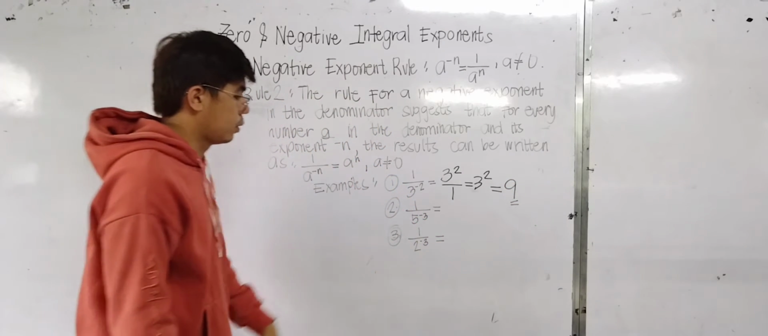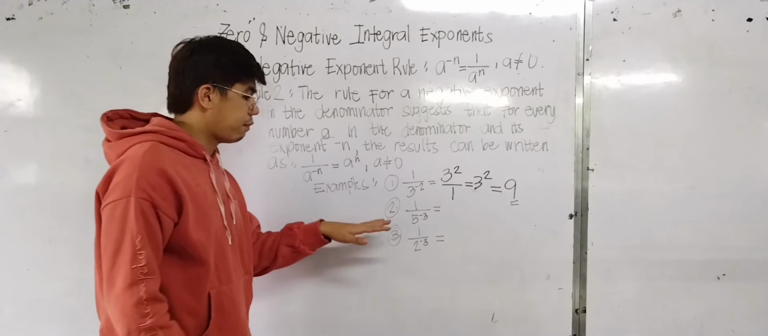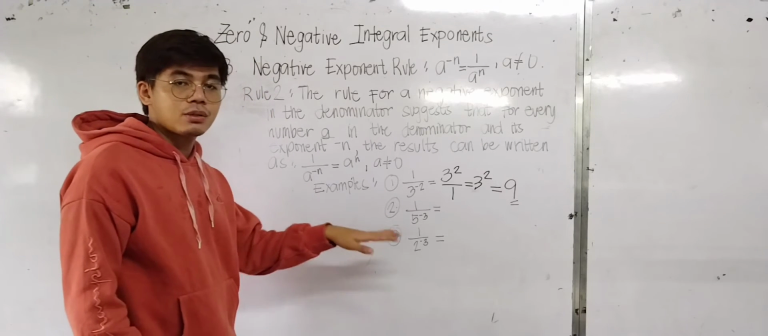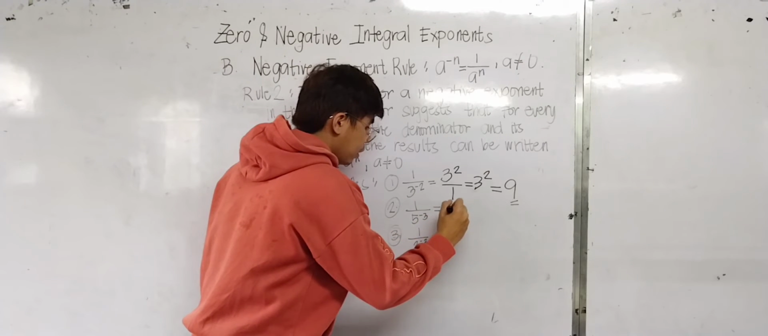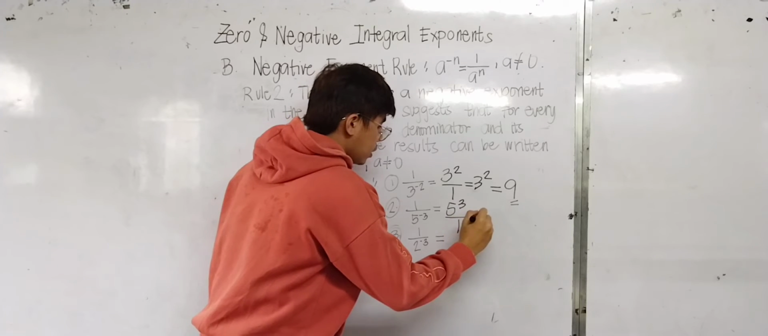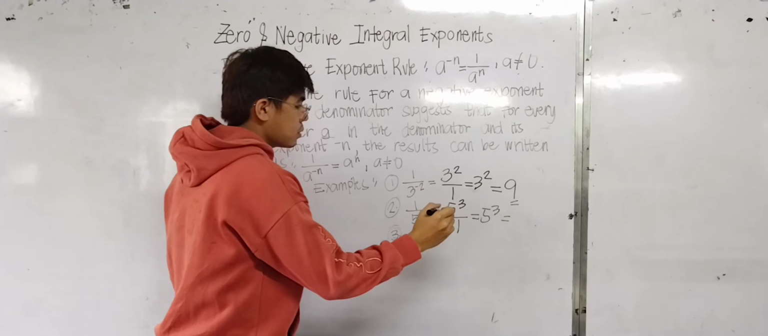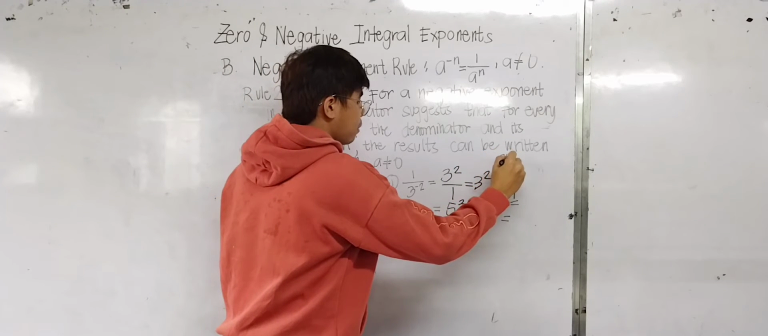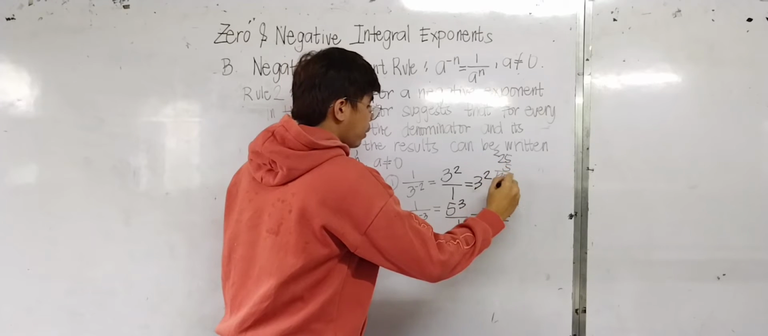Example number 2. So we have 1 over 5 raised to negative 3. So we have here find the reciprocal. So we have 5 raised to positive 3 over 1. So we have 5 raised to 3. So we have 5 times 5, 25. 25 times 5. So we have 125.